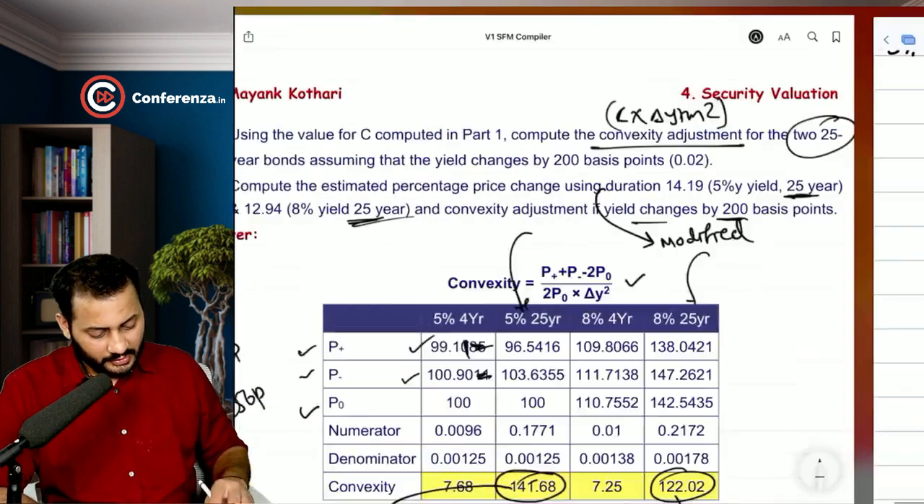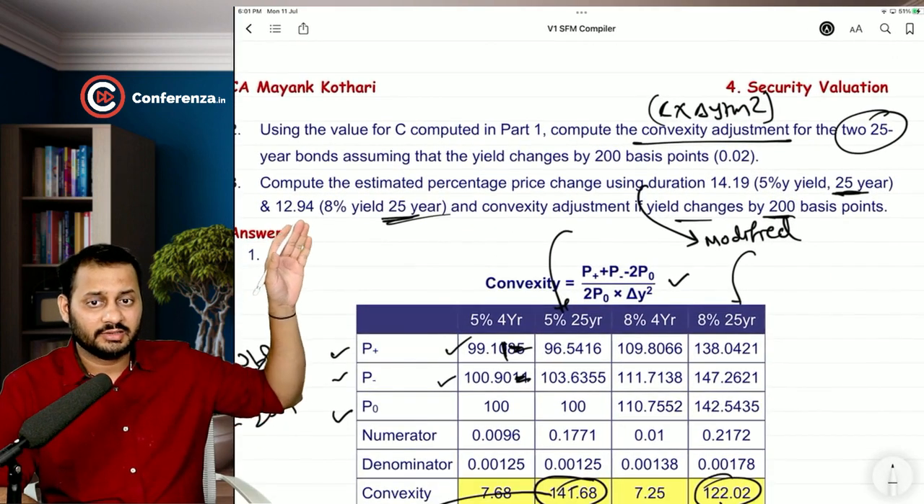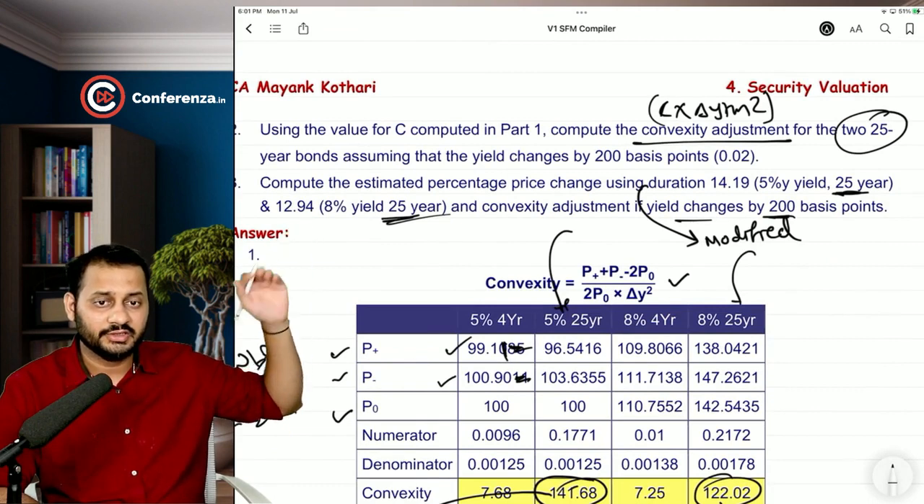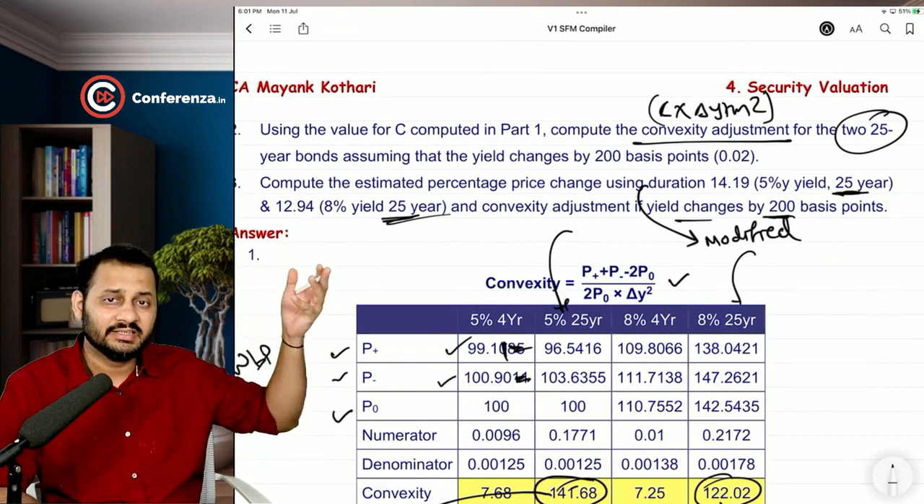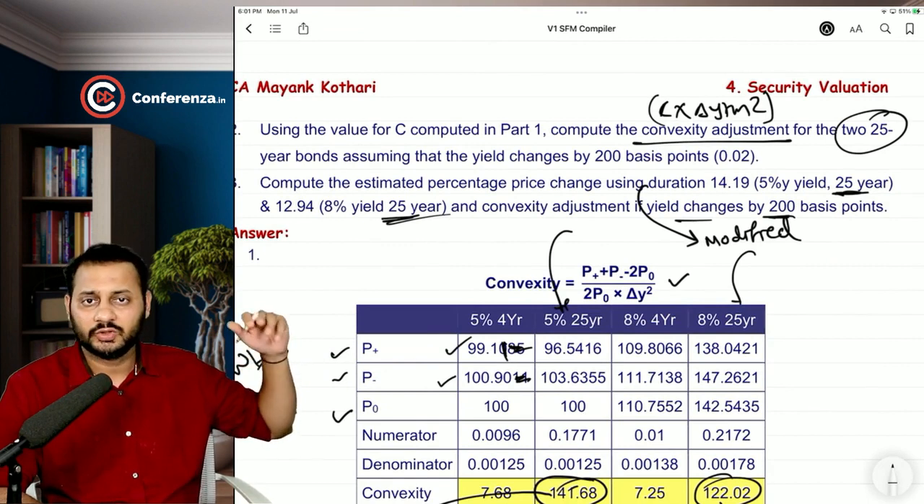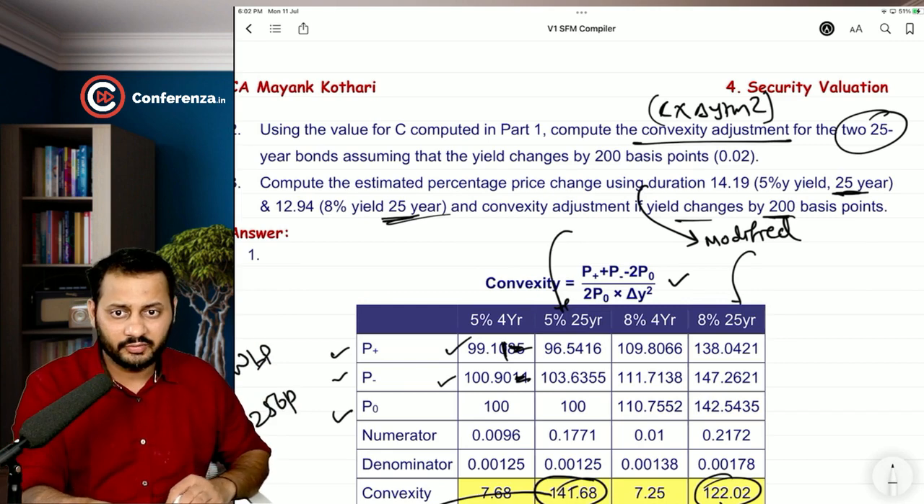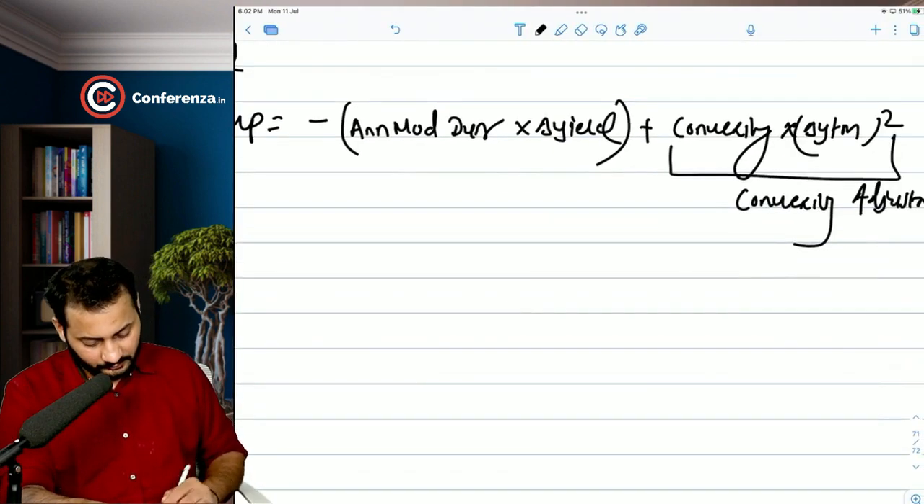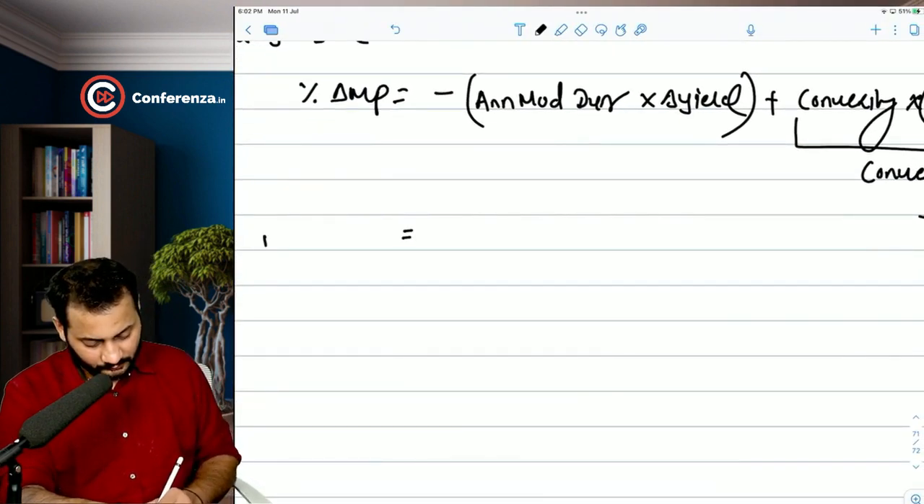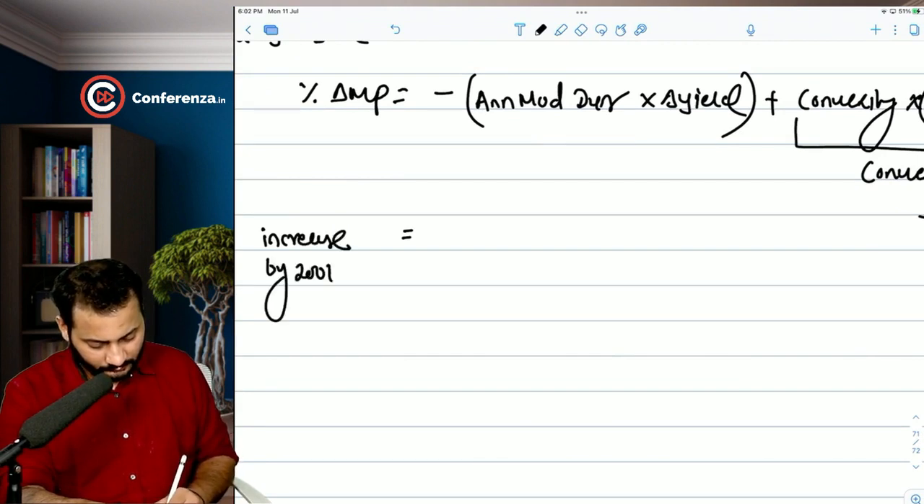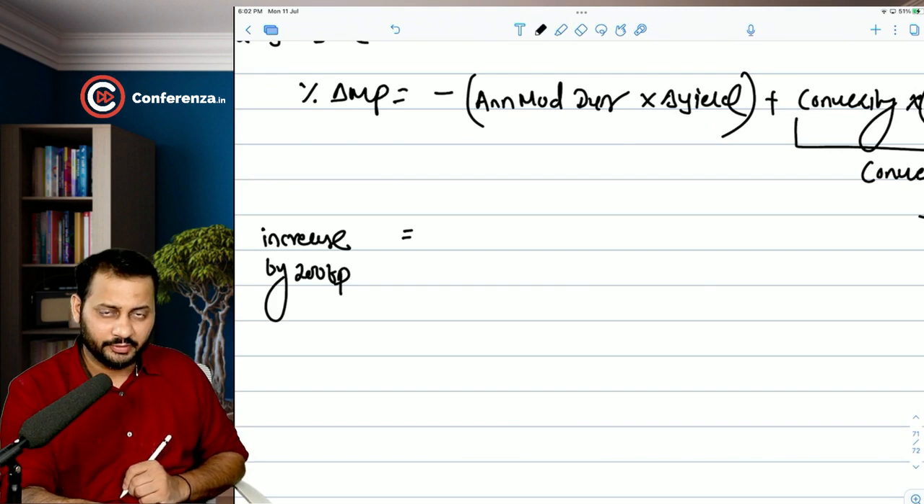Now, if in this part they have not asked us whether the 200 basis point change is an increase in the yield or a decrease in the yield, what we can do is calculate both. Take the increase in the yield and find the answer. Increase by 200 basis points. How do you write the 200 basis points? 2% divided by 100, that is 0.02.